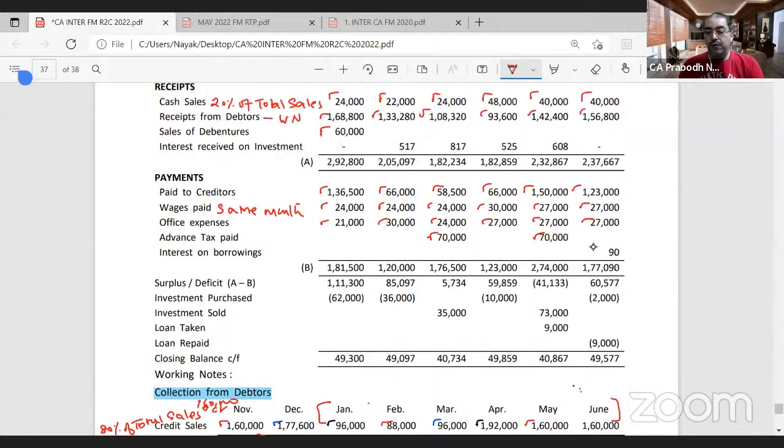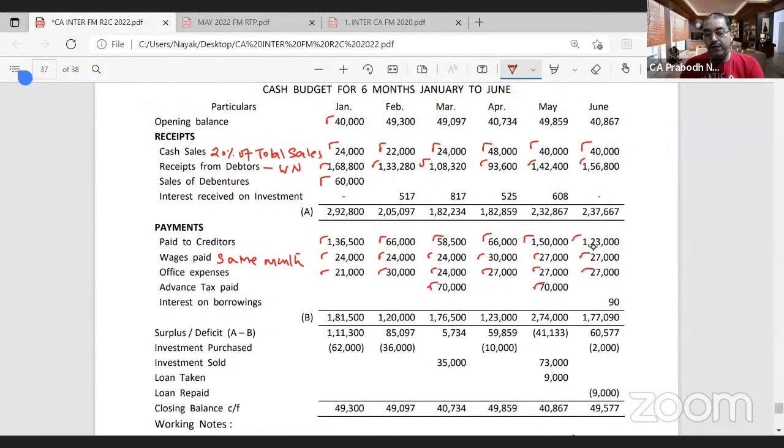Now you can see that all the receipts have been taken care of, except interest received on investment. All the payments are taken care of, except interest on borrowings. So I will leave a line for the receipt because that interest may come. I will leave a line for payments also because interest on borrowings may come. I don't know. Now I go vertical. This February opening balance and March opening balance I have not got yet, because those opening balances will be the closing balance of the previous month.